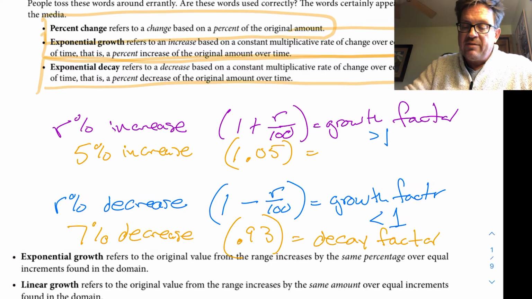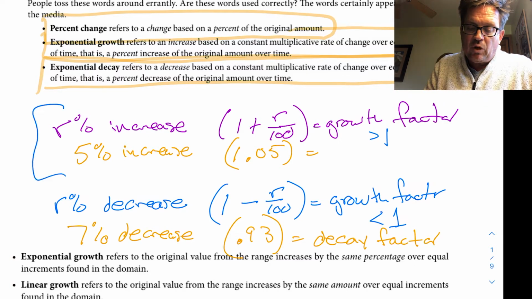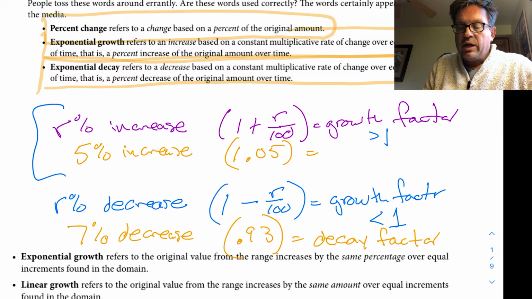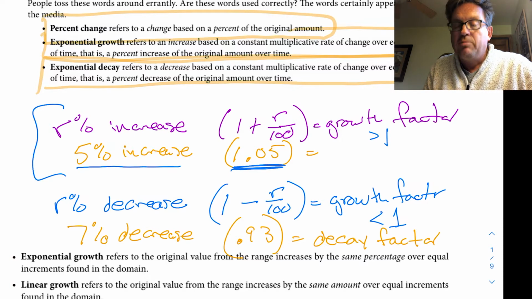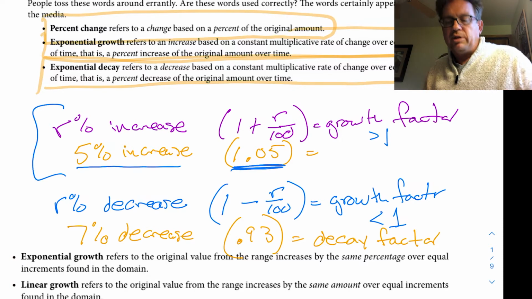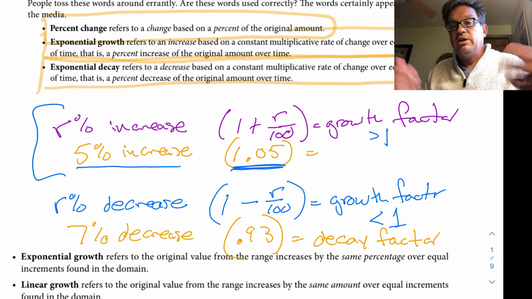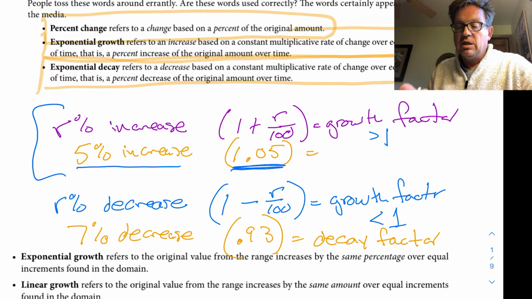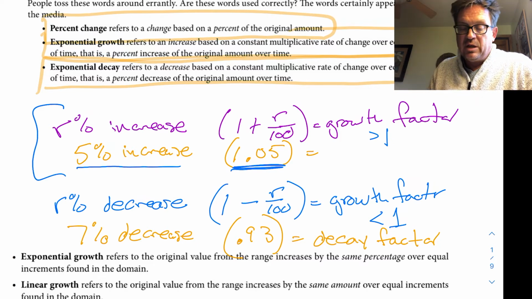And so we're going to have examples where if it's an increasing function, we're going to have an r percent increase. You're going to multiply by 1 plus r over 100 as the growth factor. And so for an example of 5% increase, you multiply by 1.05 every period, whether it's an r percent increase every year or every month or whatever it is. You'll multiply by that every period.